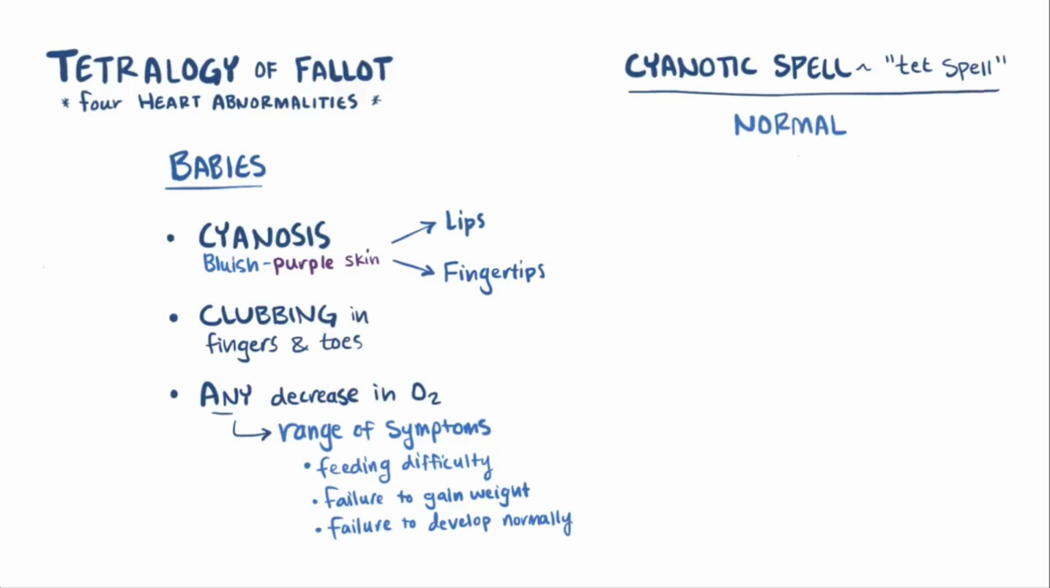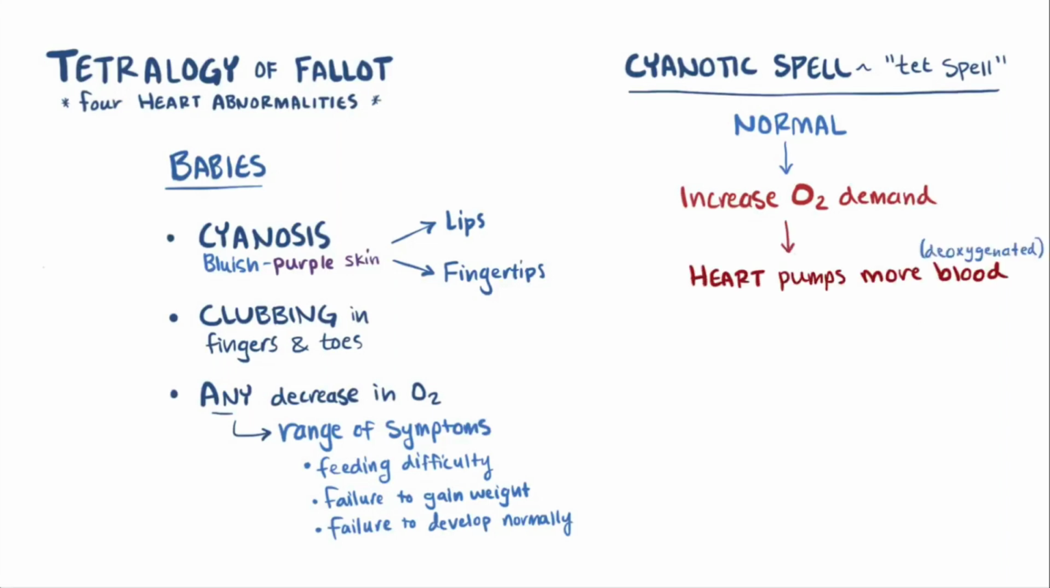So say the baby's cruising around, and therefore increasing their oxygen demand. Their heart will try to pump more blood, leading to a sudden decrease in oxygen saturation, which causes them to be cyanotic. When this happens, they'll squat down to reduce cyanosis. Why does this help though?